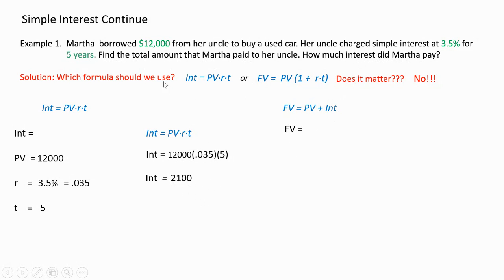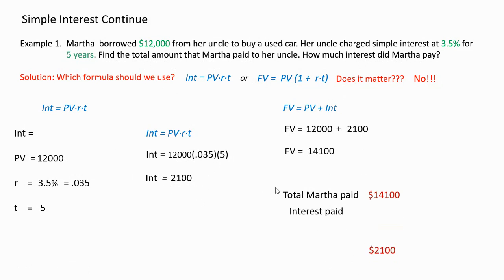Okay, so to find how much she paid in total, we have to use the other formula, which would be the present value. The present value was 12,000 plus the interest, which was 2,100. So in total she paid 14,100. Okay, so the total Martha paid is 14,100. What was the interest? 2,100. So this is how you do these types of problems.